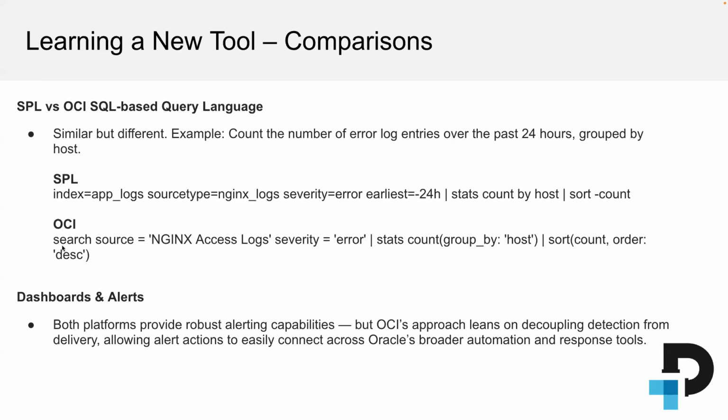In OCI, we're going to search the source equals Nginx access logs, severity error. Again, stats, we're going to count, we're going to group by host. You can actually also write it like this. I'll show you that here in our demo. And then we're going to sort as well. So again, the languages are not going to end up being that different.